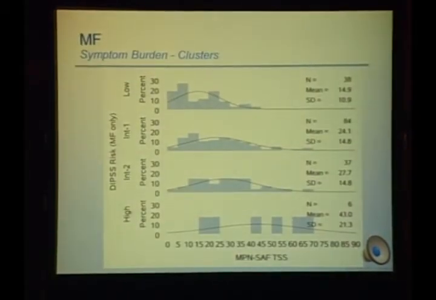Again, is there a relationship with the risk scores? There is a trend. But there are patients who have high-risk disease who have fewer symptoms. There are people with low-risk disease with a lot of symptoms. So again, we must individualize it.